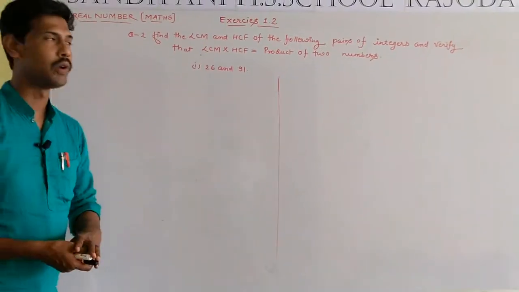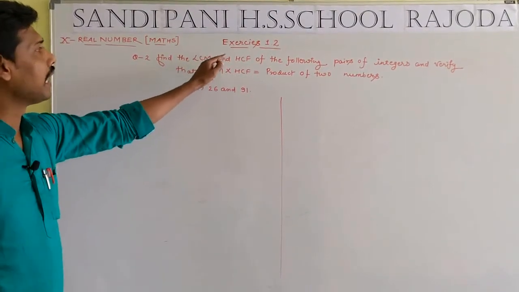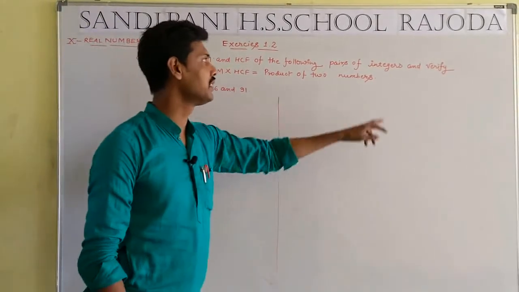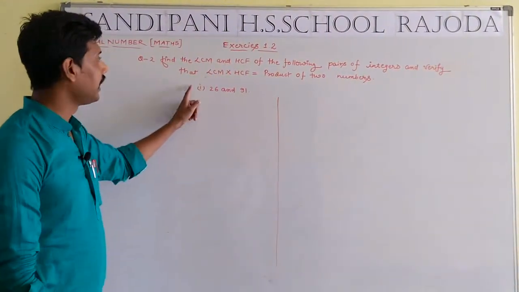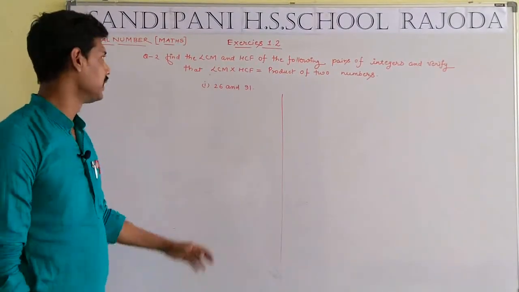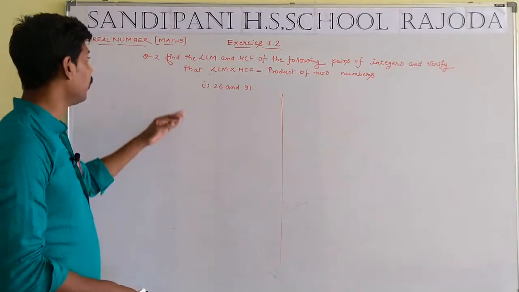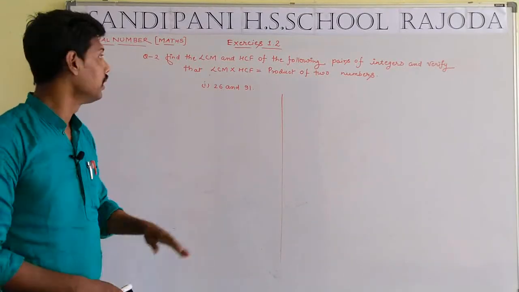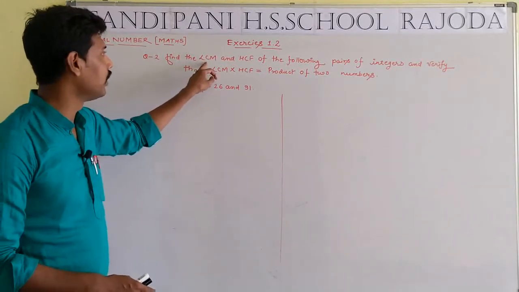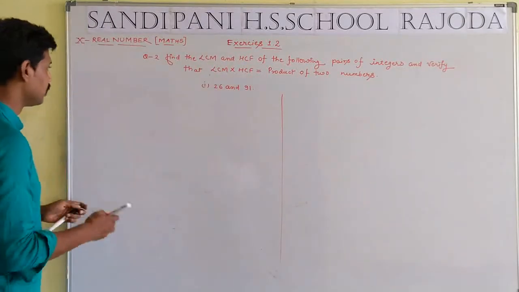Second, exercise number 1.2, the demand of the question: find the LCM and HCF of the following pairs of integers and verify that LCM into HCF will be equal to the product of the two numbers. The expression is 26 and 91. According to the question, basically two things are there. First one, find the value of the LCM and HCF, and second one is the verification. So solution is here.